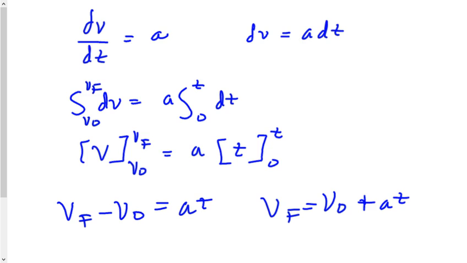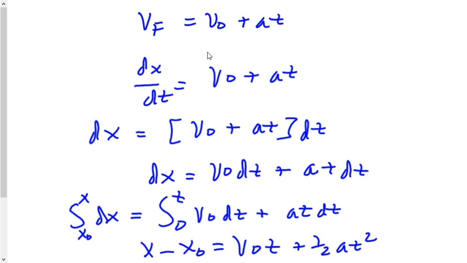Now let's try another example. We now have this equation, v final equals v naught plus at. Let's write this as a differential. Well, what's velocity? We know velocity is dx/dt. And of course, we want to separate our variables, so we'll take dt to the other side. And then what do we have? We have dx equals the quantity v naught plus at times dt. Distributing dt on the right side, we have dx equals v naught dt plus acceleration times time times dt.